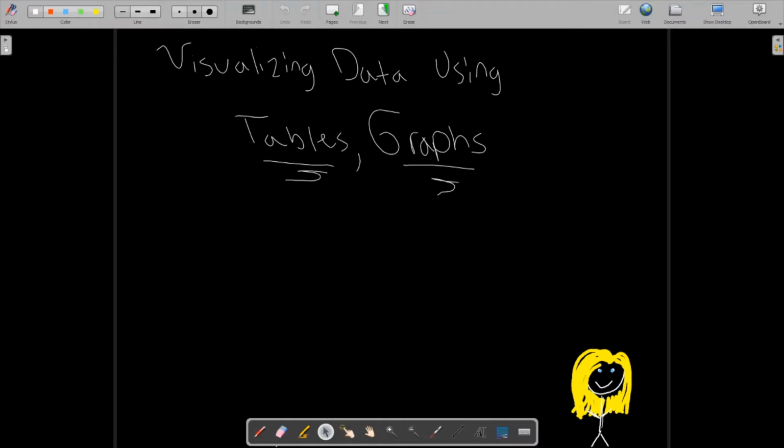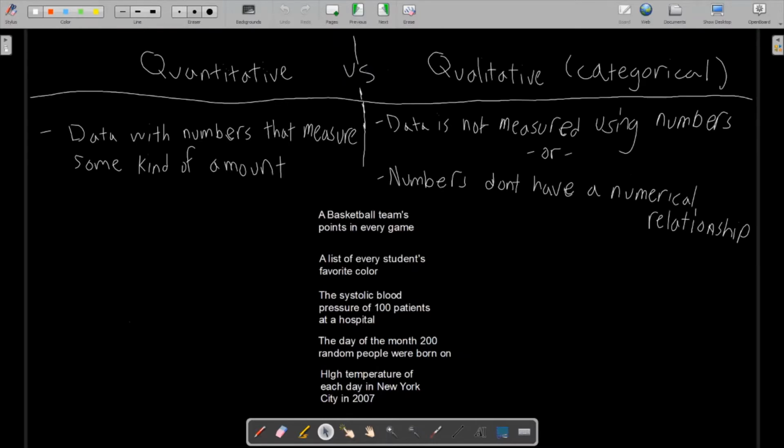All right, today we're going to be looking at a part one introduction into how to visualize data using tables and graphs. We're going to look at a couple different types of basic graphs and tables, such as pie charts, dot plots, and the like. But before we get into that, we want to make one important distinction between two types of data.